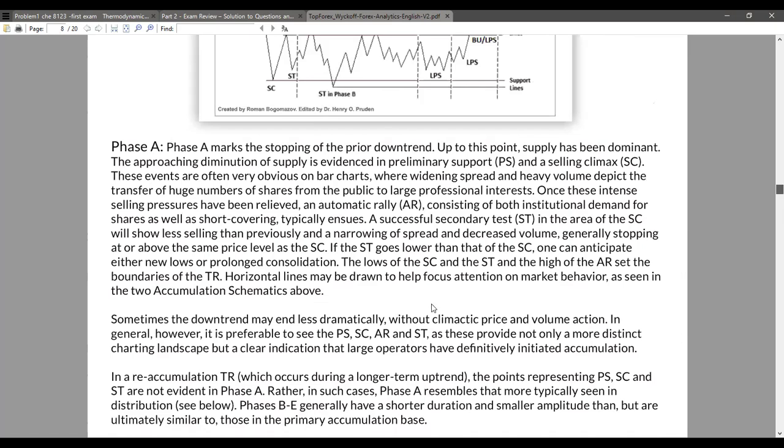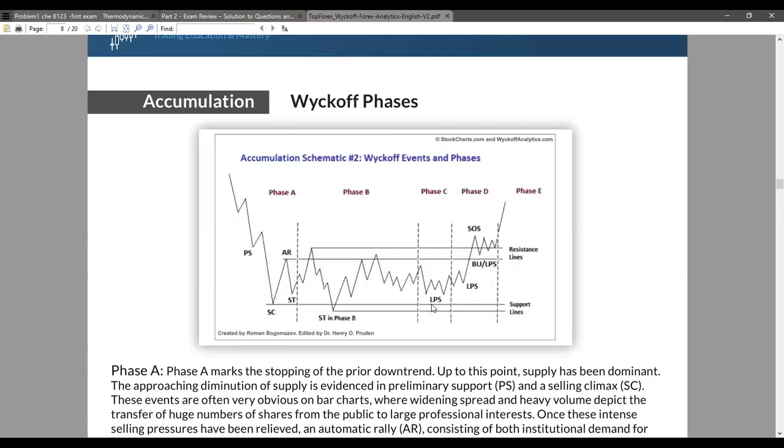Until we have this last point, and then we go again and bring out the SOS, the sign of strength. Always observe that your sign of strength should be higher than the point printed by the secondary test. All right, that's signaling what? A break of structure, just like I said in the first schematic. And then you have a backup here, which shows you a time to go into the market.